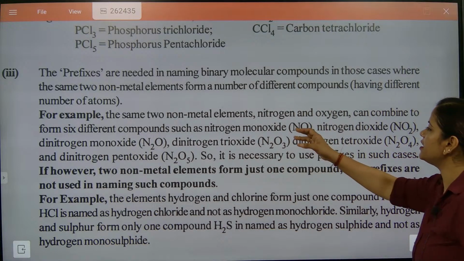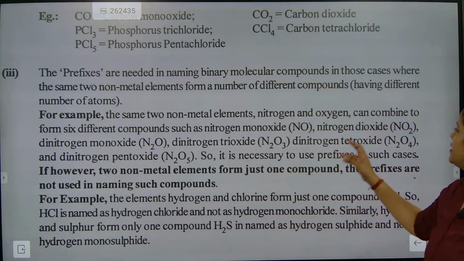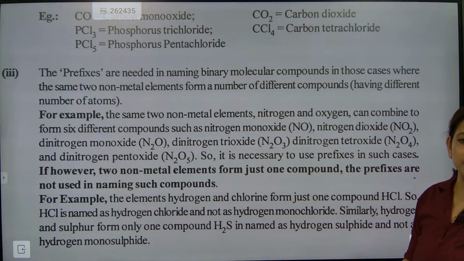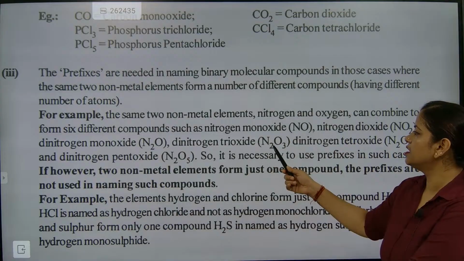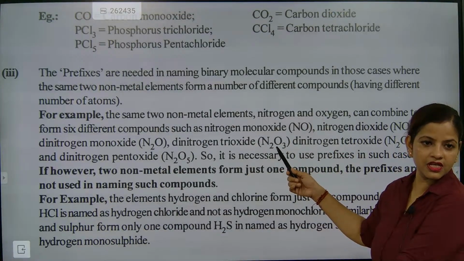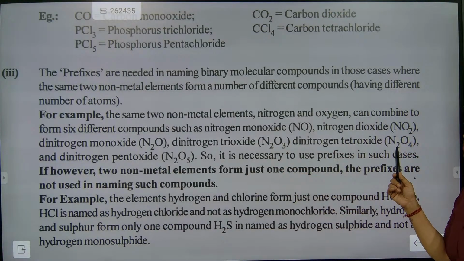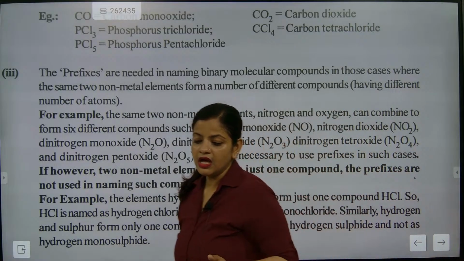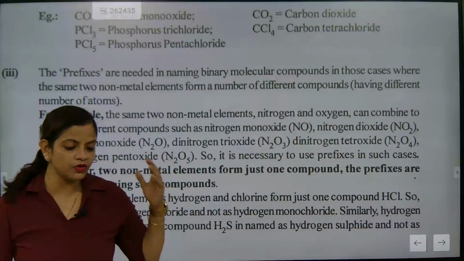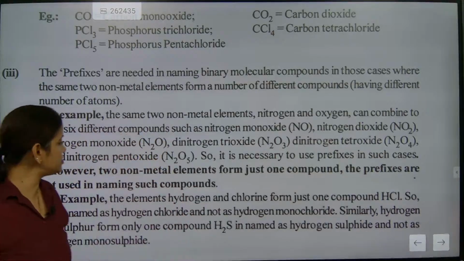And here what is there? Nitrogen oxide. Here nitrogen dioxide. But here what? Dinitrogen oxide. Say, Kanishk. Dinitrogen trioxide. Here dinitrogen tetraoxide. I hope you might have understood how to name it. If you write, you will be able to remember some of the names. So please remember these ones.